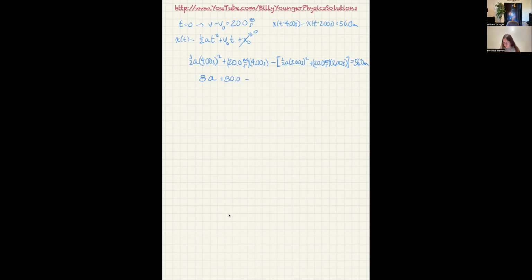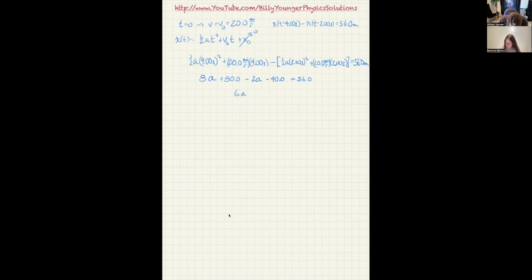And then I have minus 2 squared would be 4. 4 divided by 2 is 2. So this would be minus 2A. And then the minus has to hit this 20 times 2, so it'd be minus 40.0. And then all that is equal to 56.0. Well, I've been leaving the units off, so I really shouldn't have put that unit on there, so I'll leave it be. Now you can see it's a fairly straightforward equation to solve.